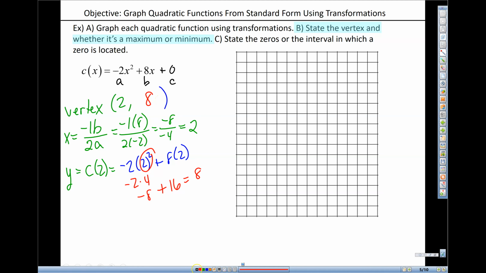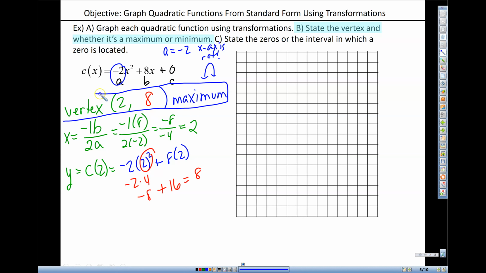Now, remember for part B, we're also supposed to state whether that's a maximum or a minimum, and that has to do with our A value. So this time our A is -2. So because it is negative, there is an x-axis reflection. And that means our parabola is going to open down, putting the vertex at the top, and we call that then a maximum, because it's the highest or greatest point. So this now finishes up part B.